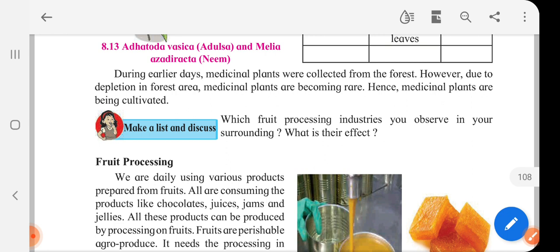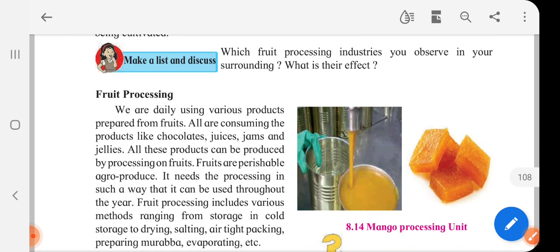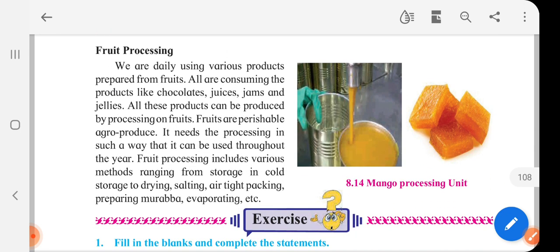So here we have finished this chapter. I will forward the written material of this chapter in your WhatsApp group. Read this chapter and write the complete written work of this chapter in your notebook.